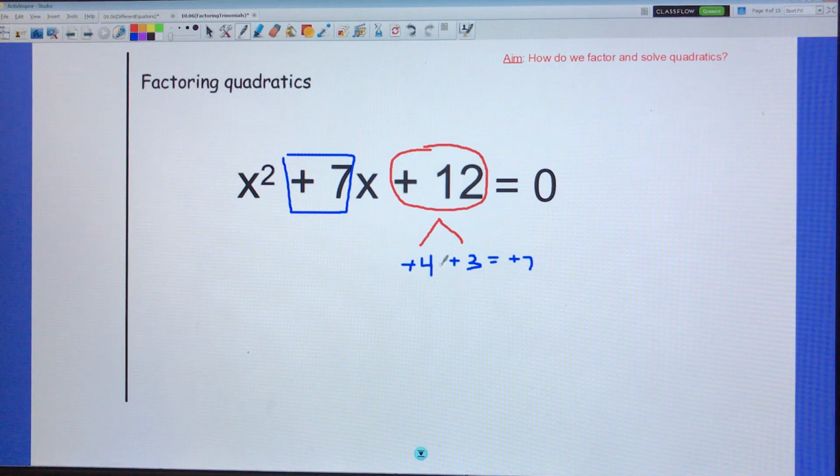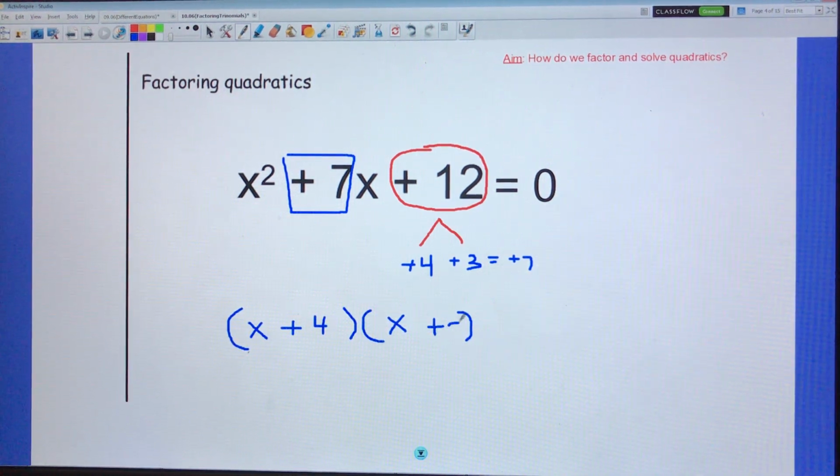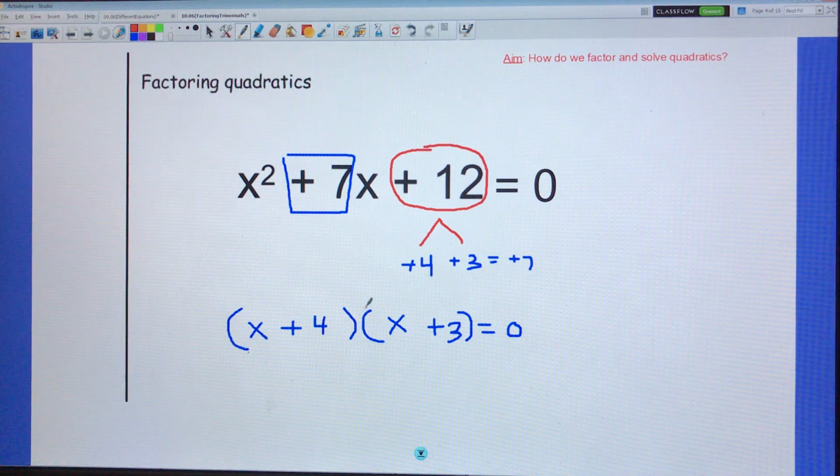So if you know the combinations, you know that your factor answers are x plus 4, x plus 3 equals 0. So you have your factored answers. Now we have to solve it. When we solve it, it's really easy.